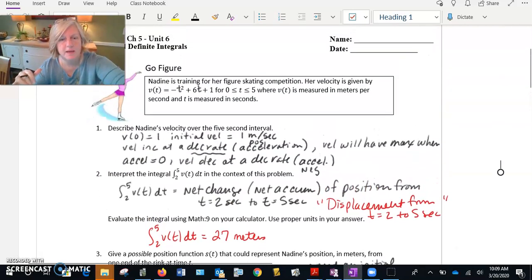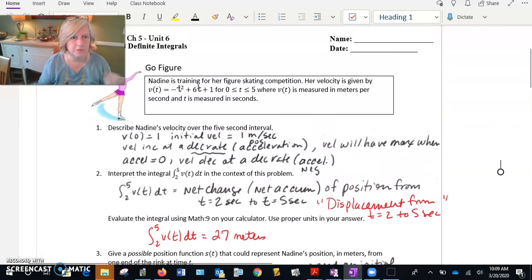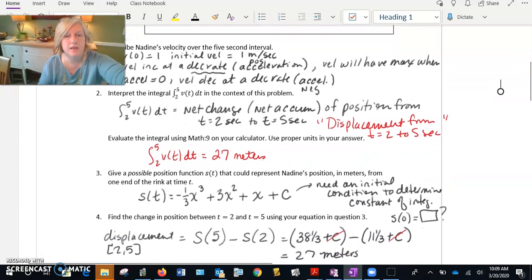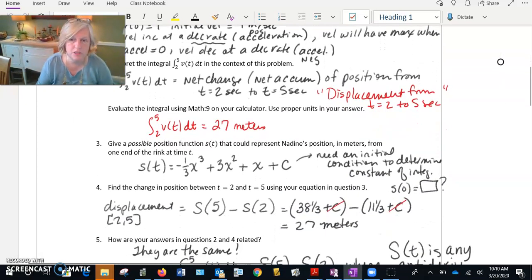All right, so I'm coming back in. I had a little bit of technical difficulty, so I'm going to re-record this section and kind of show you what was going on. It stopped syncing to my other computer, my tablet. So at this point, we were here, and it says give a possible position function, S of t, that could represent her position in meters.